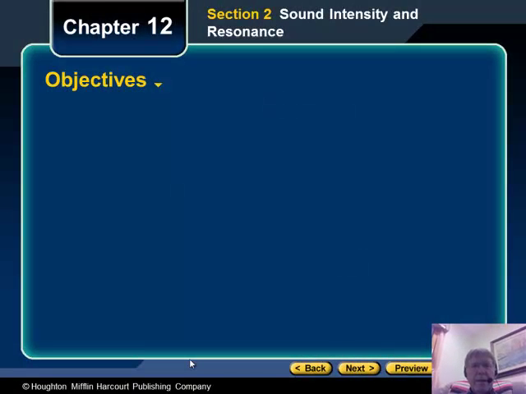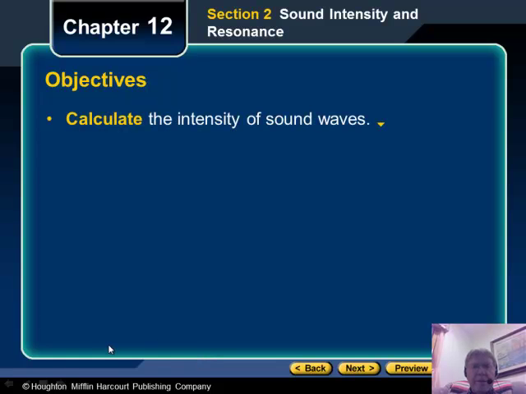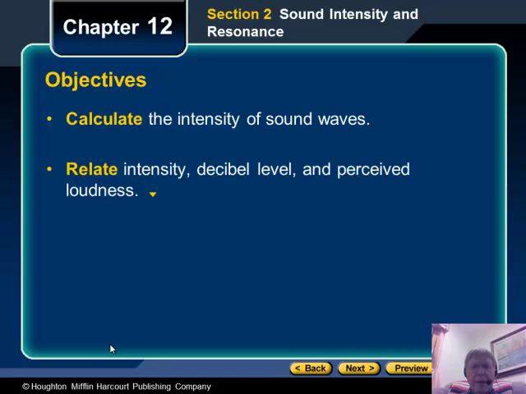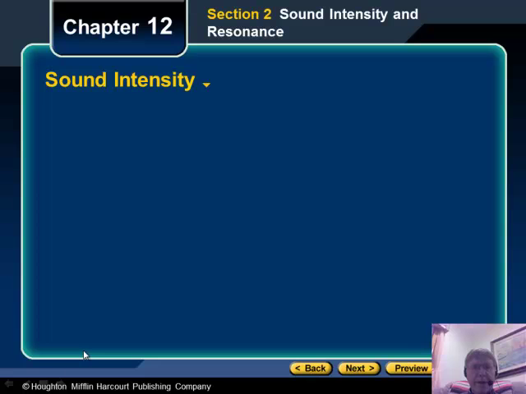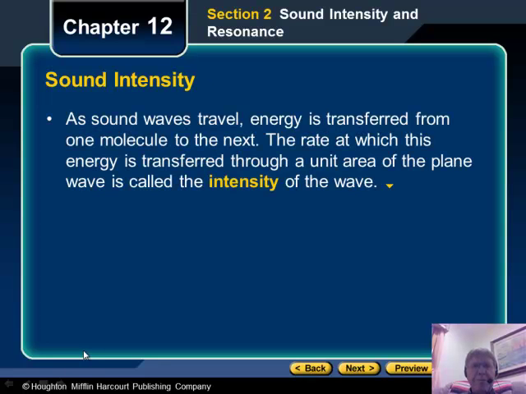Hi, this is the Physics Chapter 12 Section 2 video, and this deals with sound intensity and resonance. Our objectives for this video are to calculate the intensity of sound waves, relate intensity, decibel level, and perceived loudness, and explain why resonance occurs. So those three things we're going to look at.